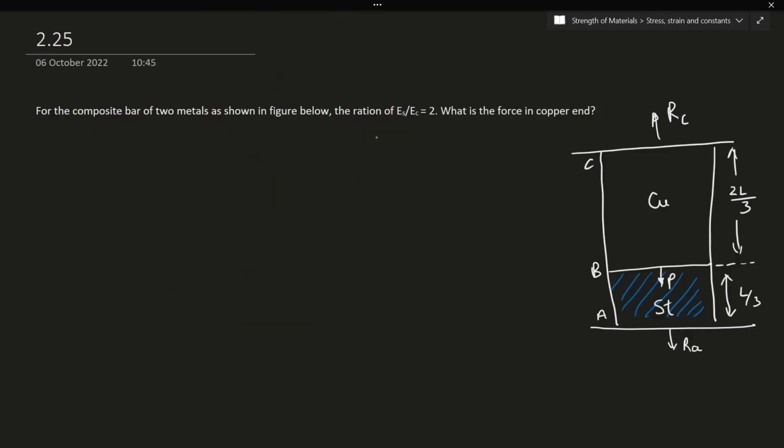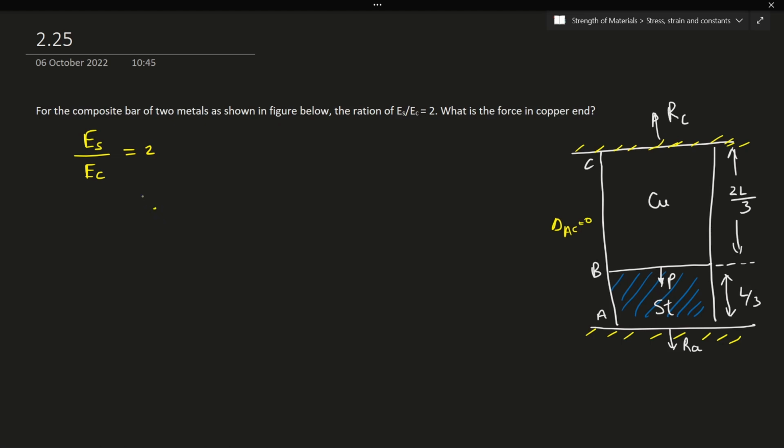For the composite bar of two metals as shown in the figure below, the ratio ES by EC is equal to 2. Now this is a problem on a statically indeterminate structure. Here these two ends of the bars are rigid, meaning that they will not be able to move. So the total delta of this entire AC will be equal to 0, which is nothing but the total elongation of this entire body.